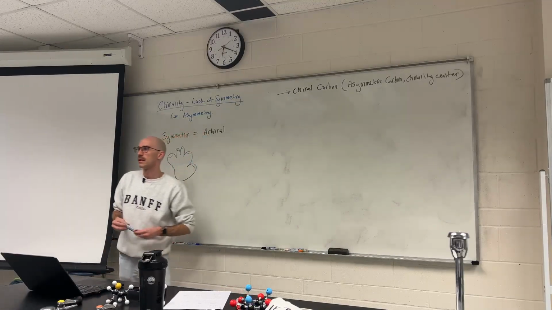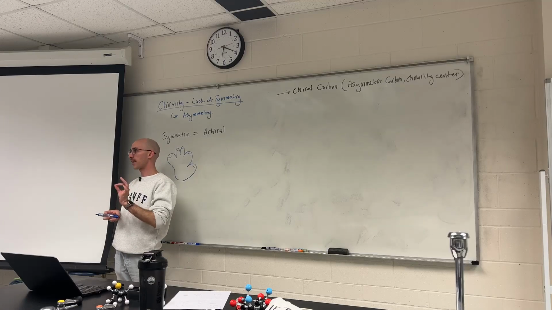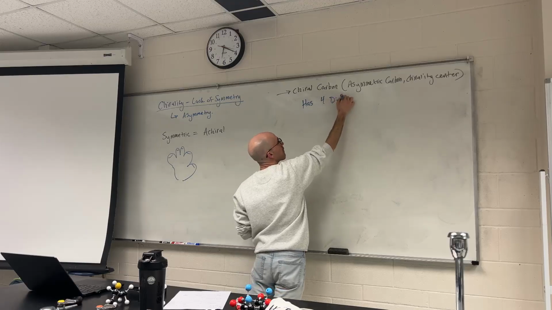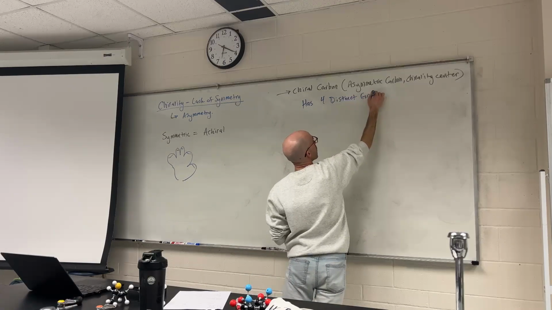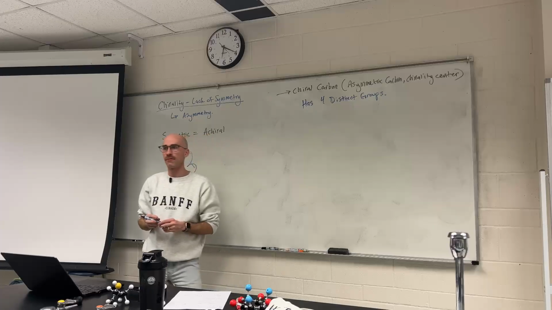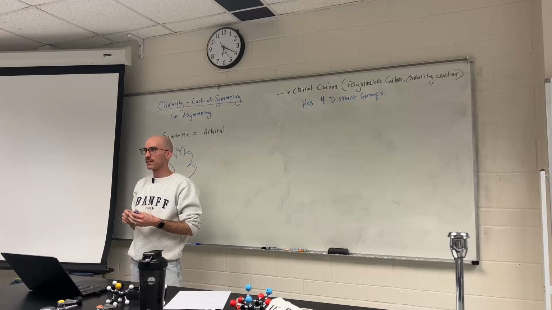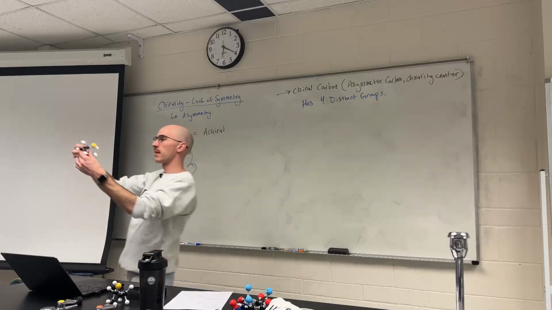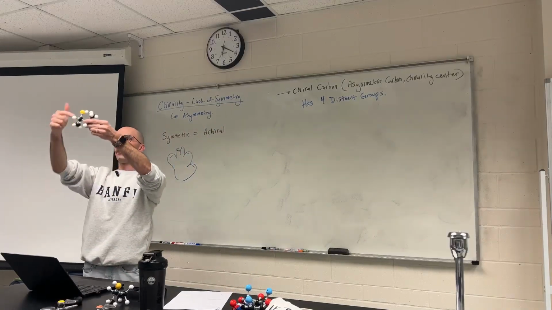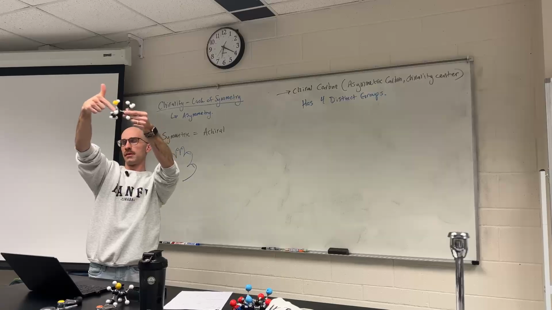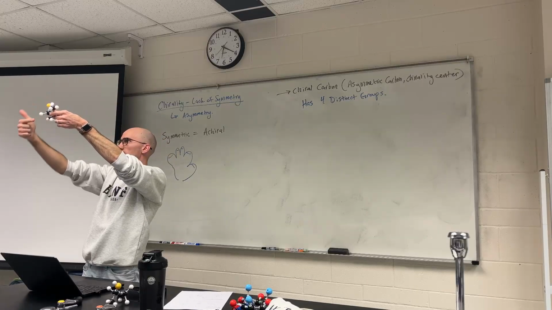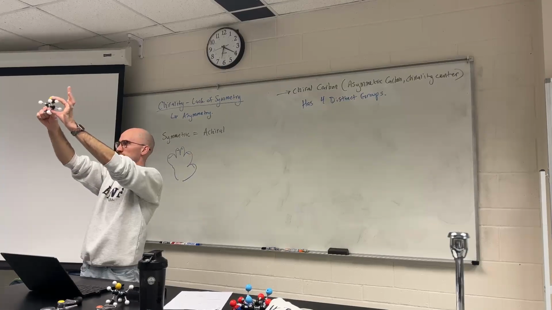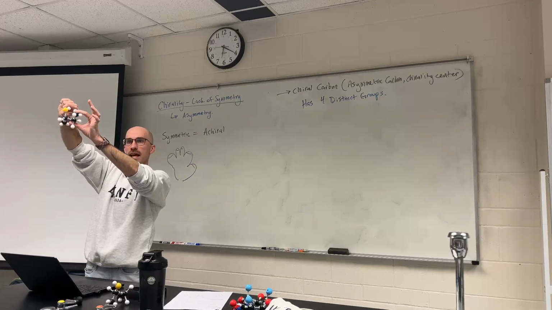Yep. In order to lack symmetry, here's what a chiral carbon needs. It will have 4 distinct groups. For instance, with my little yellow molecules, here's a chiral carbon. The 4 distinct groups are hydrogen, methyl, ethyl, and whatever this is, SH, sulfide.